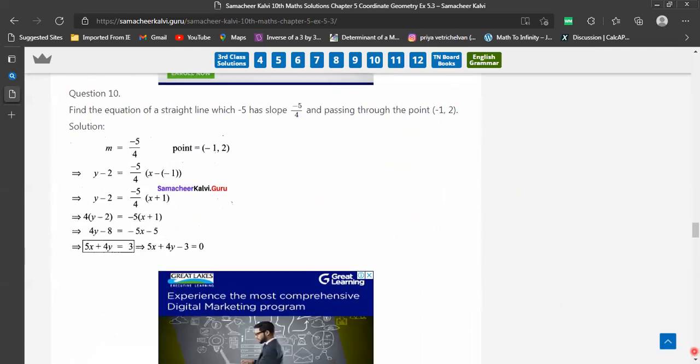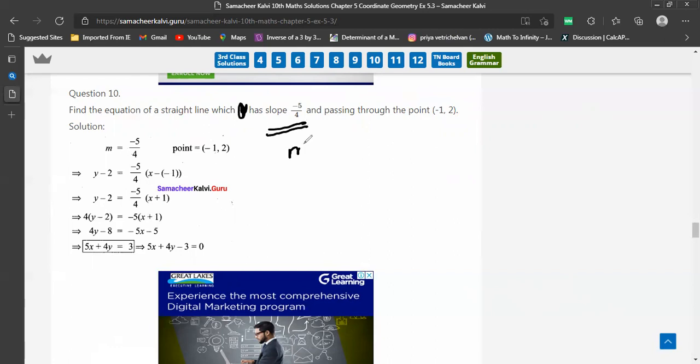I'll move to the next question. Find the equation of a straight line which has slope negative 5 upon 4 and passing through the point minus 1 comma 2. Which negative 5 has the slope? I don't understand this part. I think there is a printing mistake, which has slope -5/4, I guess.